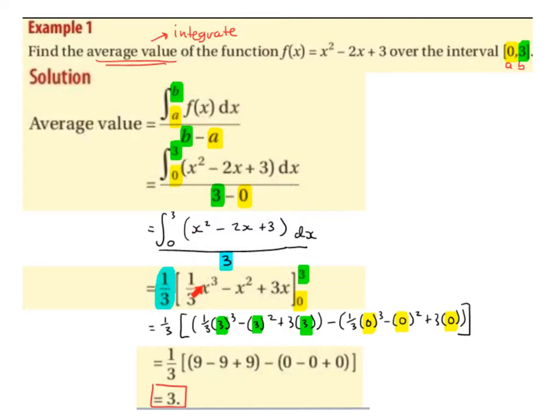The integral of x squared is a third x cubed, the integral of minus 2x is minus x squared, the integral of 3 is 3x. And again, it's between the limits of 3 and 0. So we keep the third outside the brackets. We swap each of the x values for 3. Then we subtract. And then we swap each of the x values for 0. We end up getting a third times 9 minus 9 plus 9 minus 0, which will end up giving us 3. So the average value of this function over the interval 0, 3 is 3.